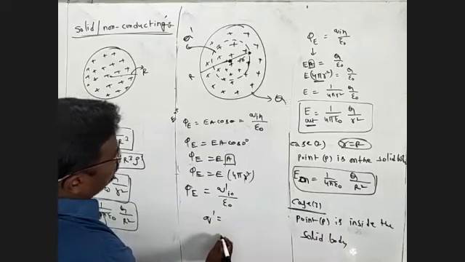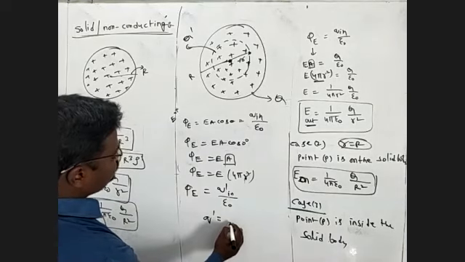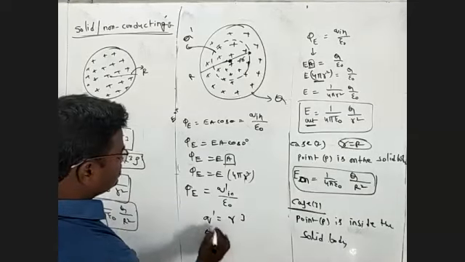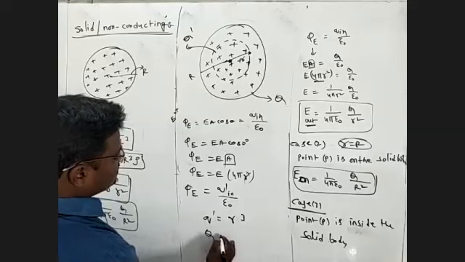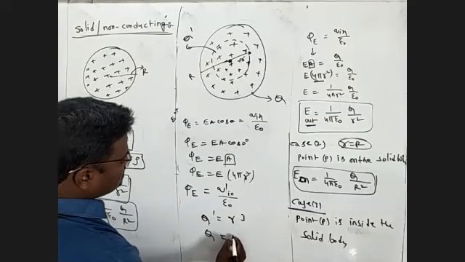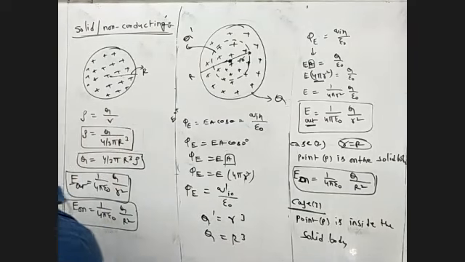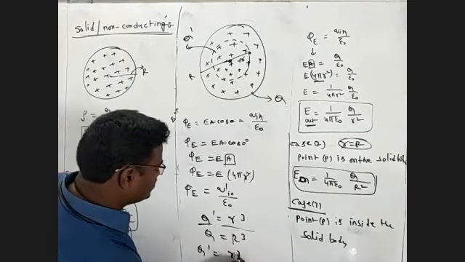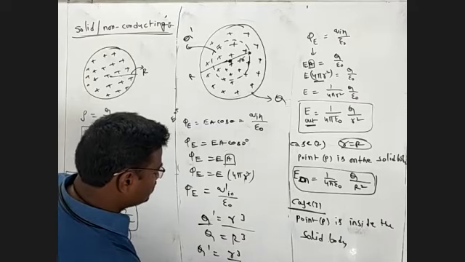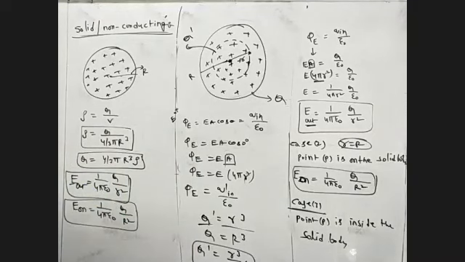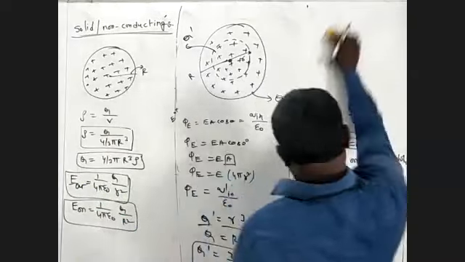Now what is the Q dash value? Q dash is proportional to the volume, small r cube, and capital Q is proportional to capital R cube. So Q dash is equal to small r cube by capital R cube into Q. You can take it like this. Otherwise, if you can't understand this, do one thing.